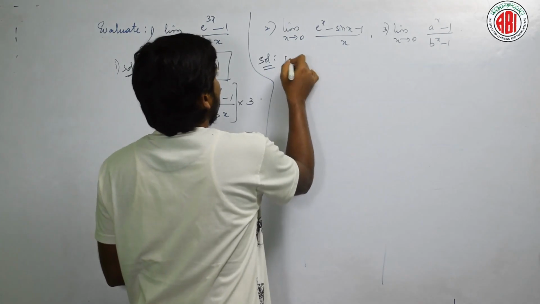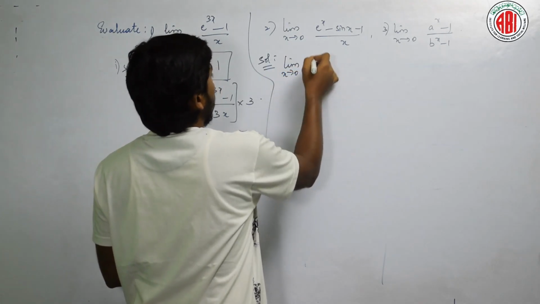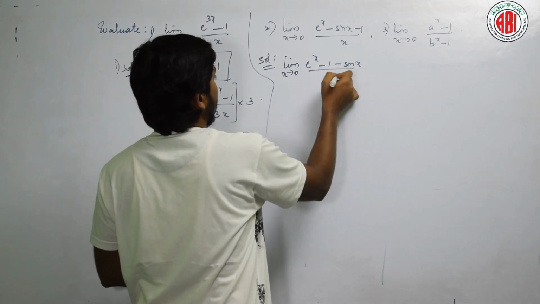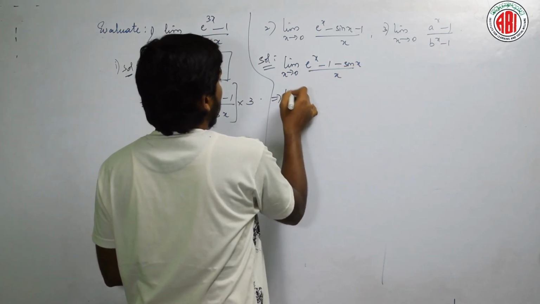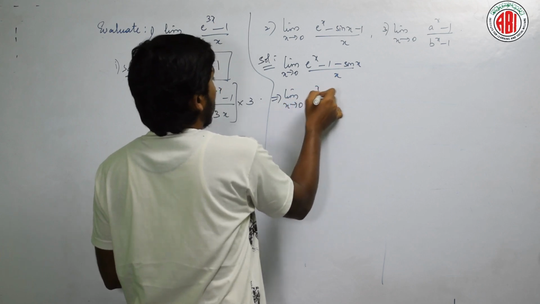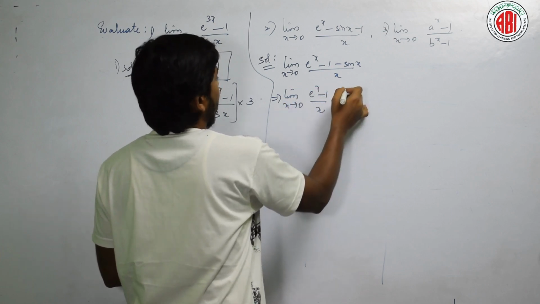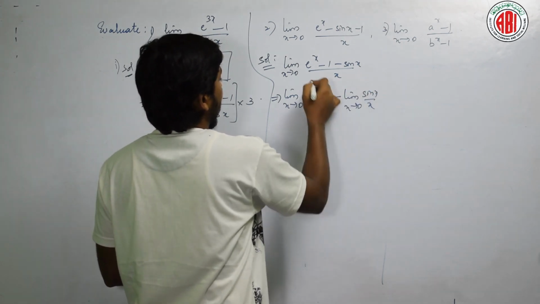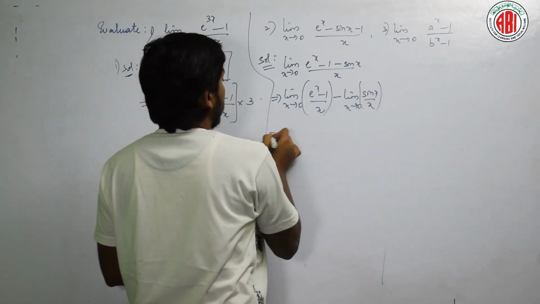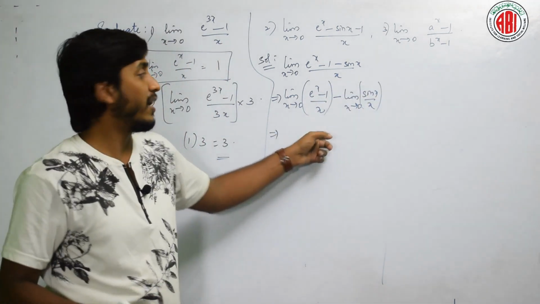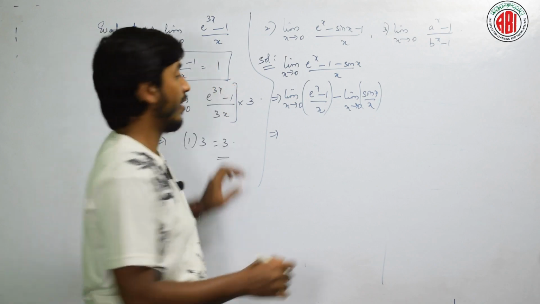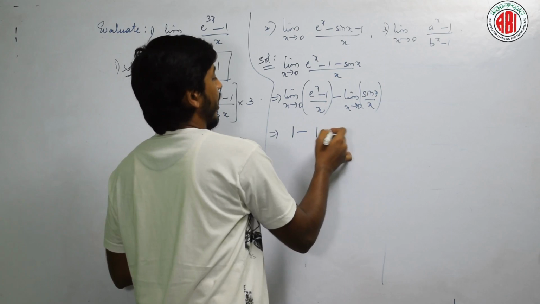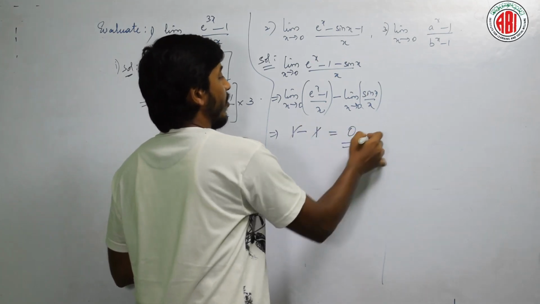That is limit x tends to 0. Let us write e power x minus 1 one side and sin x the other side. Let us separate it now. Limit x tends to 0 (e power x minus 1) by x minus limit x tends to 0 sin x by x. Is it right? What is the formula of limit (e power x minus 1) by x? 1. What is the formula of sin x by x? Again 1. Right? 1 minus 1 is 0.